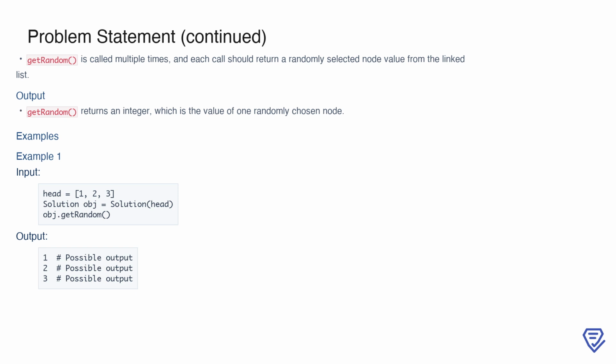Suppose the linked list contains 3 nodes with values 1, 2, 3. When we create a solution object using this list and call getRandom, it could return any of these values, 1, 2, or 3. Importantly, each of these values must have an equal probability of being returned. This means that over many calls to getRandom, the distribution of returned values should be uniform, with each value appearing approximately 1/3 of the time.